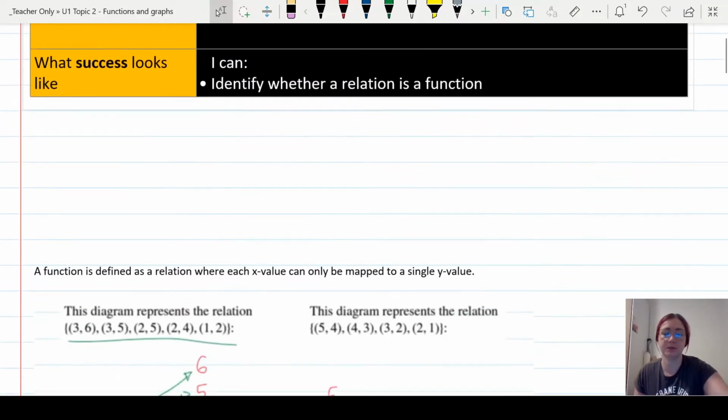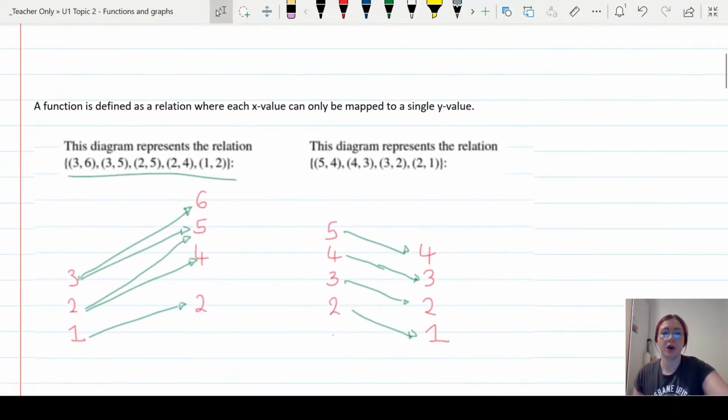So a function is very specifically designed as any kind of relation, so any kind of equation, where every x value can only be mapped to one y value.